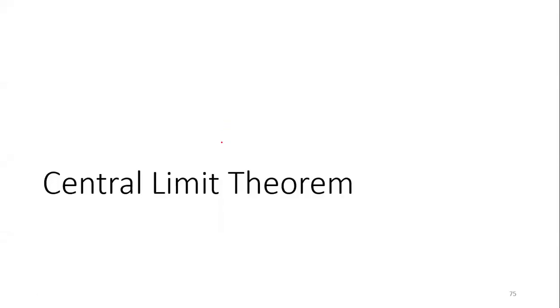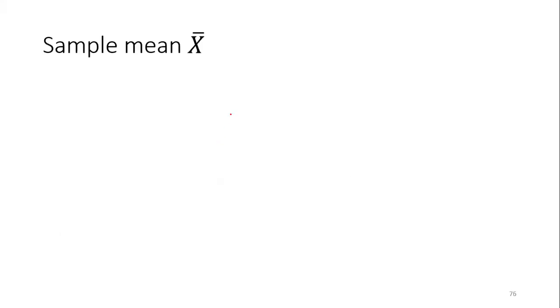In this video, we will talk about the central limit theorem. Recall we are talking about x bar. So remember again, x bar is the mean of the sample, right? X bar is the mean of the sample, and mu is the mean of the population. So it's the average of the population.